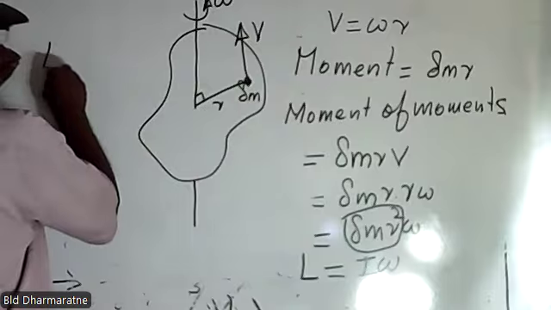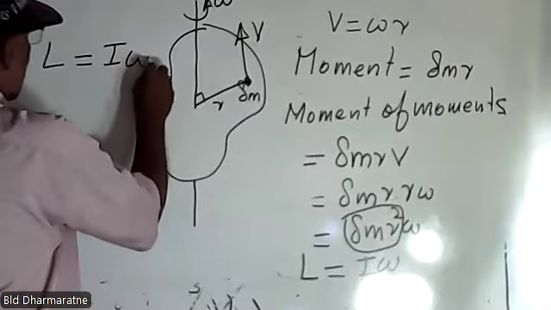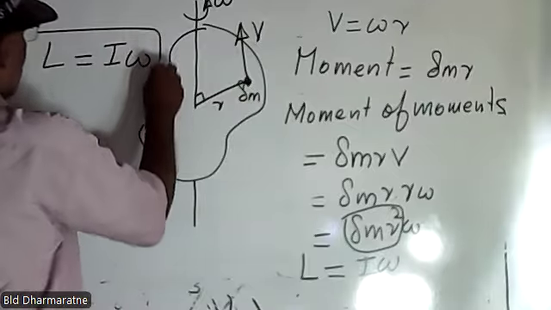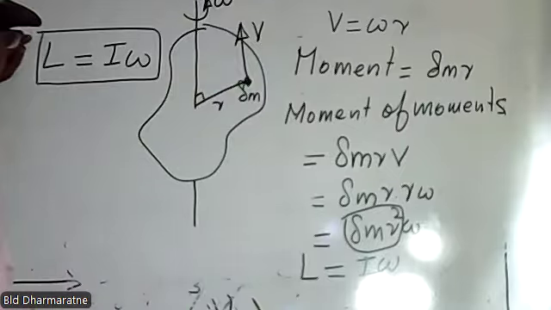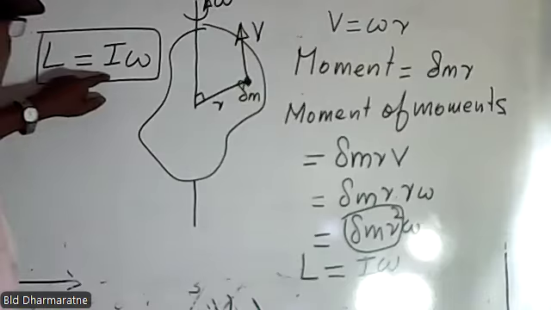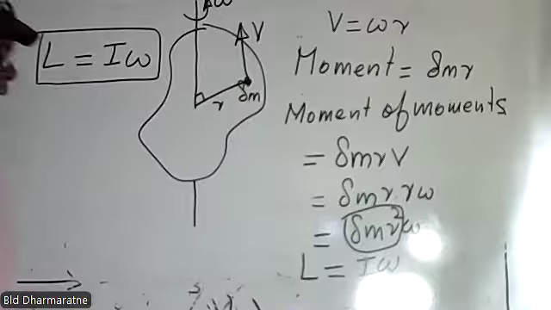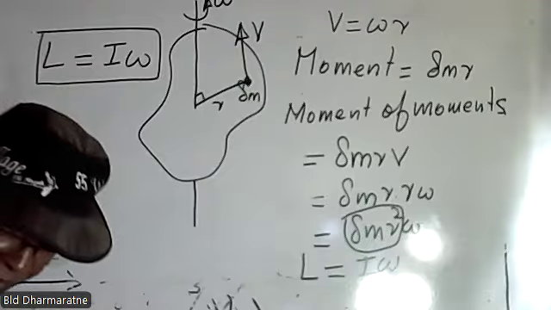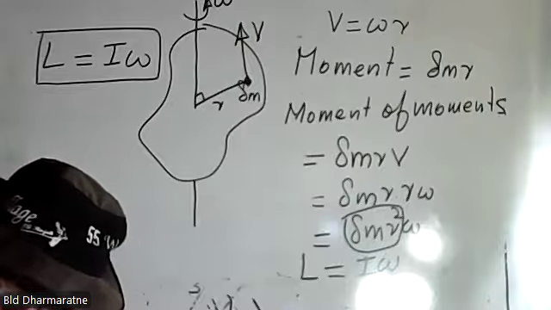L equals I omega. This is the angular momentum: moment of inertia into omega. Can you see the board's downward part? I think you cannot see it.